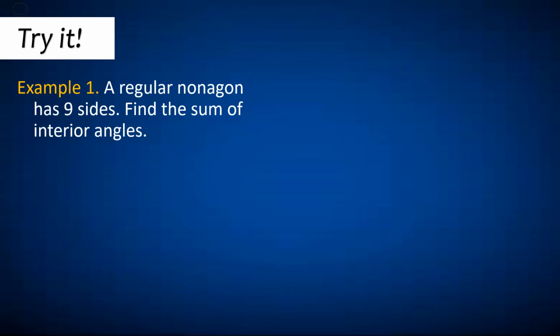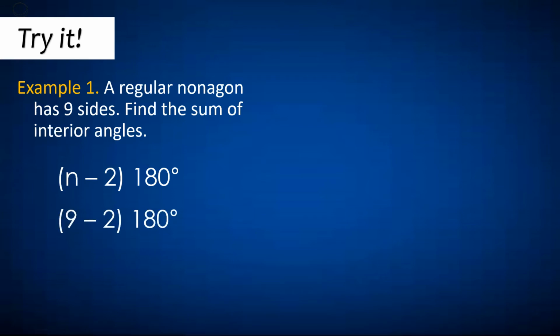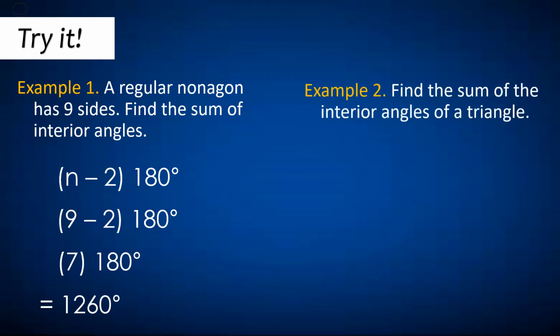A regular nonagon has 9 sides. Find the sum of the interior angles. So yun ulit, formula n minus 2 times 180. Given na 9 sides, 9 minus 2 times 180, 9 minus 2 is equal to 7. 7 times 180 is equal to 1,260. So, ang sum ng interior angles ng regular nonagon ay 1,260 degrees. Example number 2. Find the sum of the interior angles of a triangle.